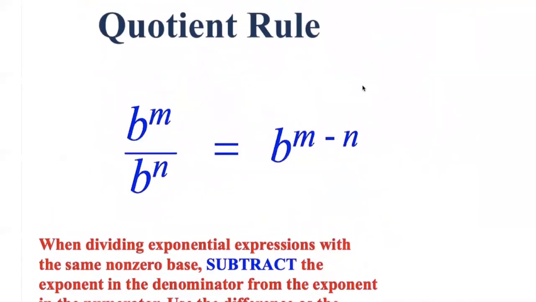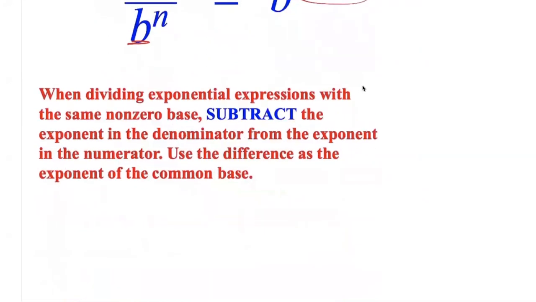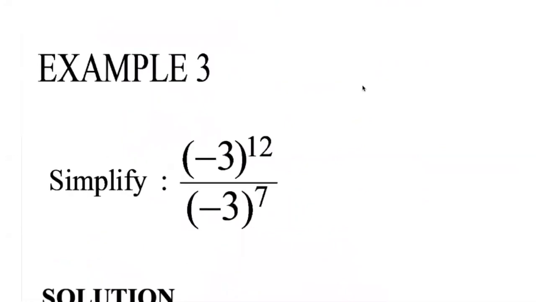Now, the other big one I'm going to go over today is called the quotient rule. The quotient rule is basically a division rule. So when you multiply, or when you have a product, you add. When you have the quotient rule, when you divide, you subtract. Again, the bases have to be the same. If the bases are not the same, then you can't do this. So let's take a look at a problem with numbers in it.